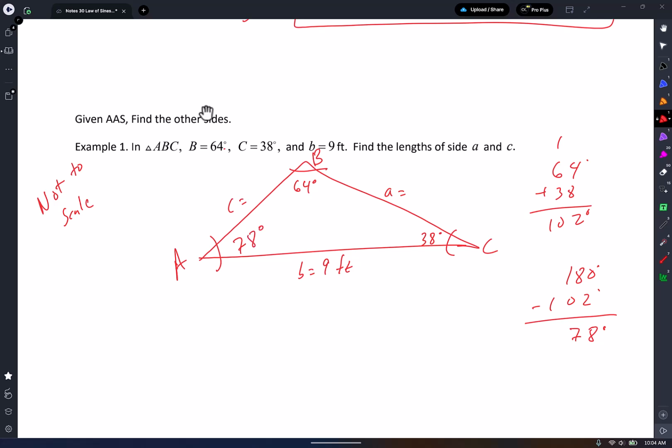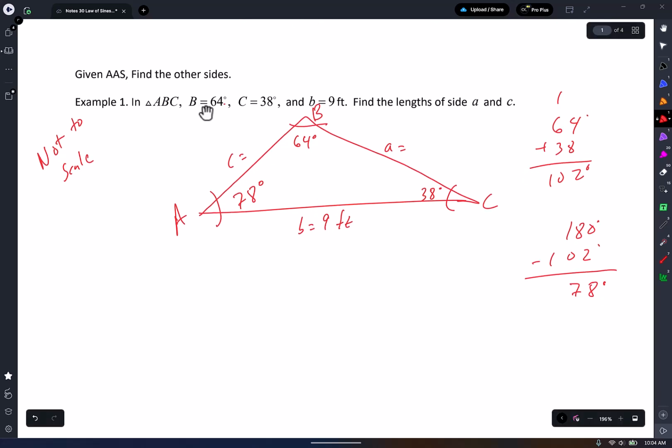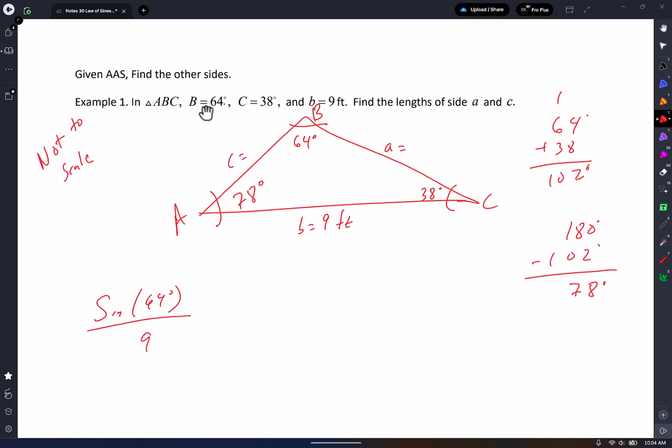Okay, are we still okay? All right, here we go. I'm just using my law of sines. I would use the sine 64 over 9 because that's perfect. So I'm going to go sine 64 degrees over 9. So the sine of angle B over little b equals, and then I want to find angle A first because A comes before in the alphabet. So I'm going to write sine 78 degrees over little a. And that's it. You're just doing cross multiply, divide, guys.